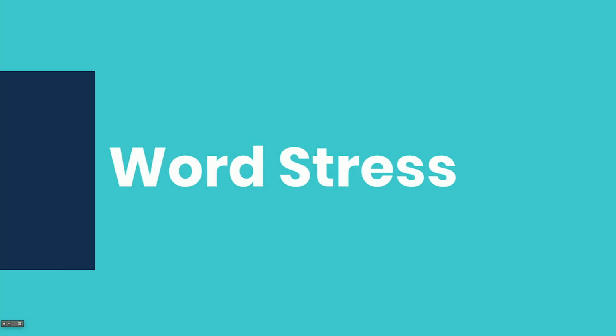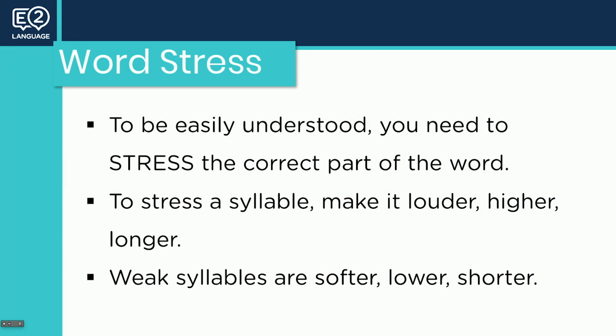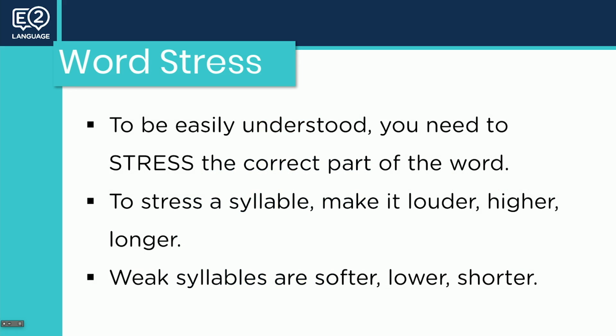Let's see how they now apply to word stress when you're actually speaking. So, to be easily understood, that's the name of the game, being easily understood, you need to stress the correct part of the word or emphasize the correct part of the word. To stress a syllable, you make it louder, higher, longer. Weak syllables are softer, lower, shorter. Okay? So that is word stress. You're emphasizing a specific syllable in the word.